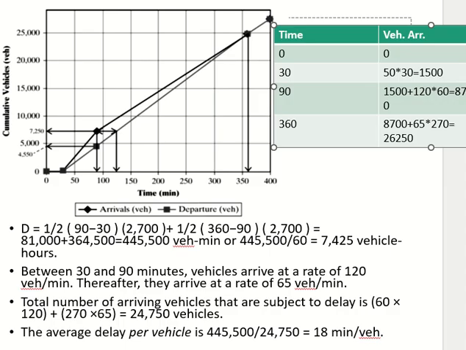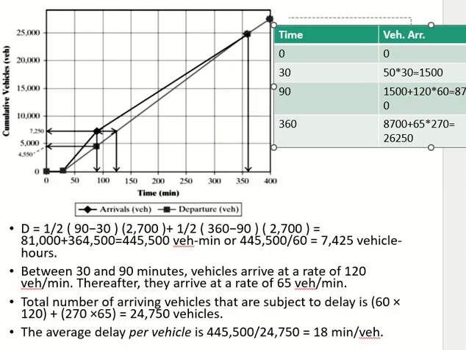This one is for the vehicles arriving. So you see up to 30, one slope. Up to 90, another slope. And then another slope. Because the arrival rate is changing, right? The rate at which they are arriving is changing. It was 55 here, 120 here, and 65 here. So that's why you see the changes.